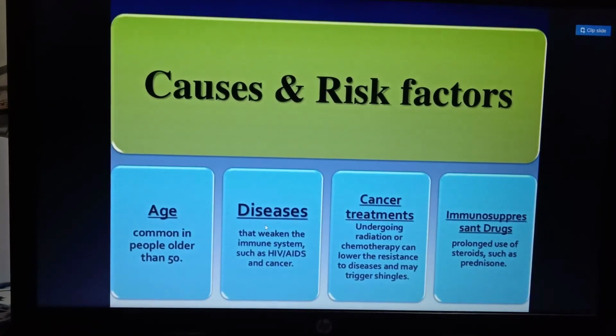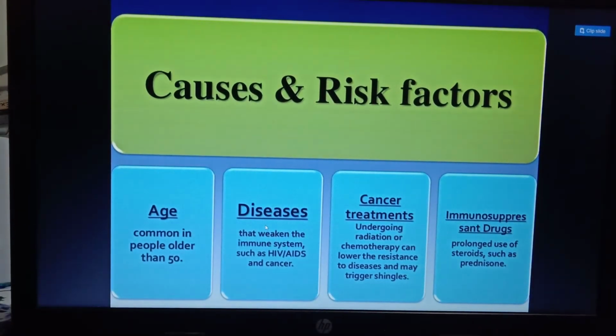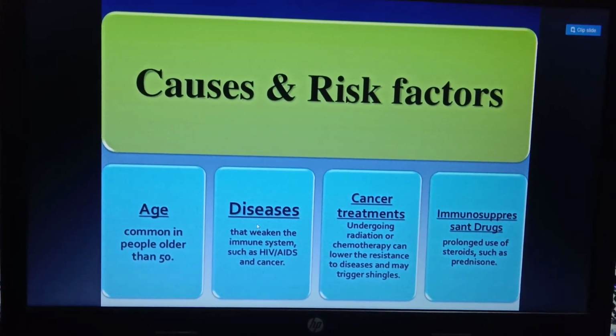Okay, so that is a diagrammatic representation of the pathophysiology. Next we'll go for the causes and risk factors of herpes zoster. The age factor is more, as we already discussed, 50 years of age or more, due to a low immune response, and also diseases that weaken the immune system, such as HIV/AIDS and cancer. These two factors decrease our immune system, so infections transmit more easily with these kinds of disorders.